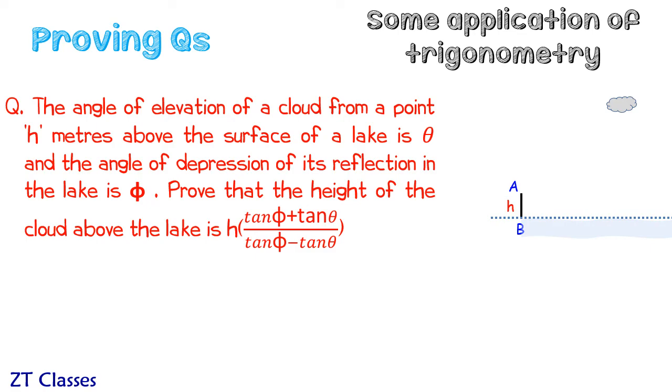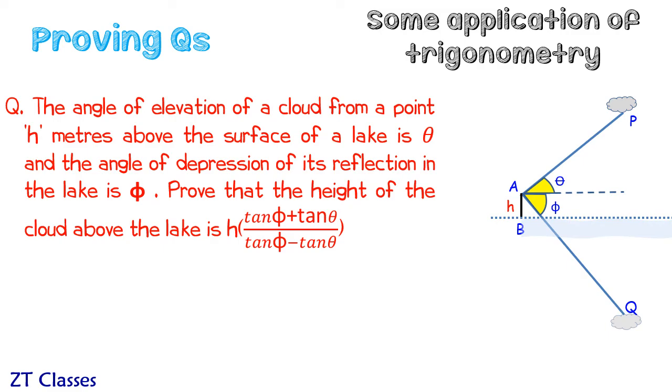So from point A we'll first draw the line of sight, and then the angle of elevation, which is given as theta. The second part is the angle of depression of its reflection in the lake. So the reflection of the cloud is there, and we'll draw the angle of depression from the same point A. This is the line joining it, and phi is the angle of depression which is given. You have to prove that the height of the cloud above the lake is this.